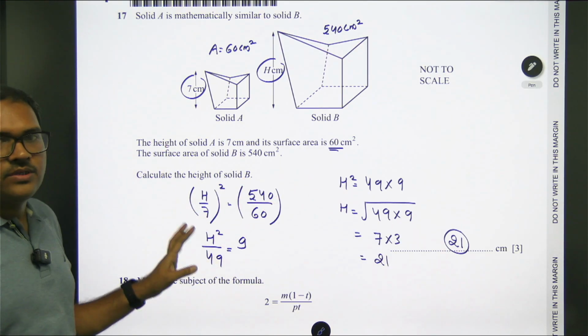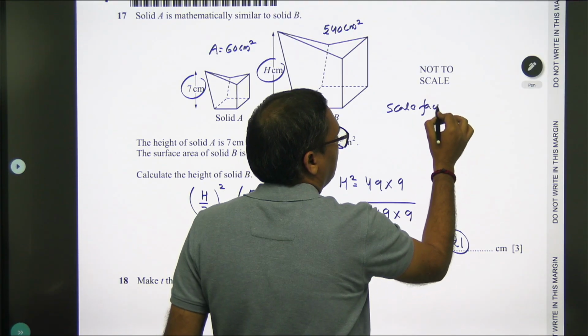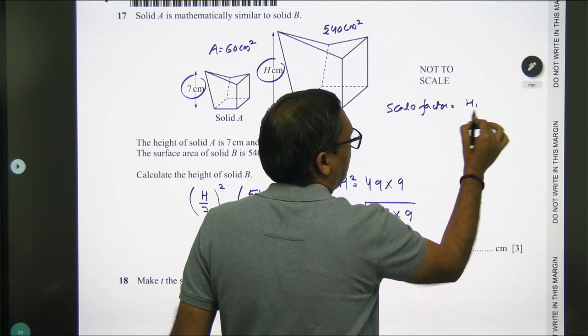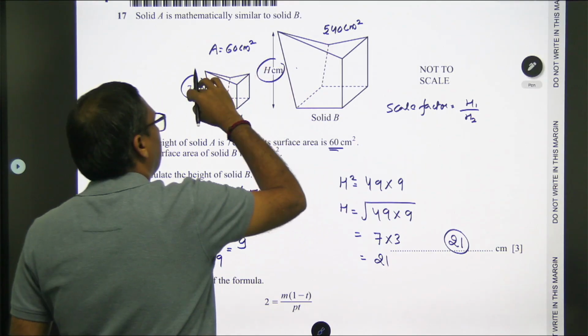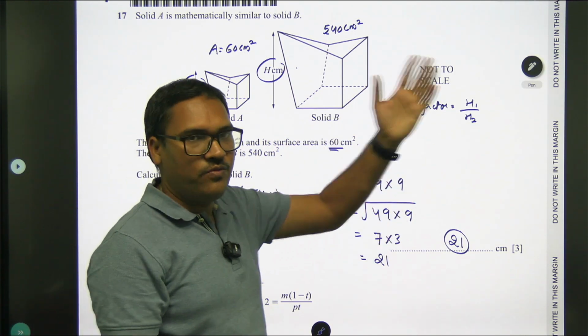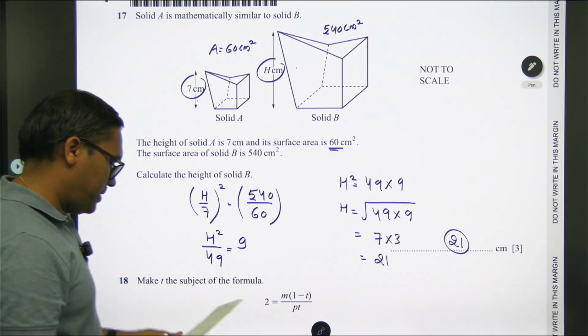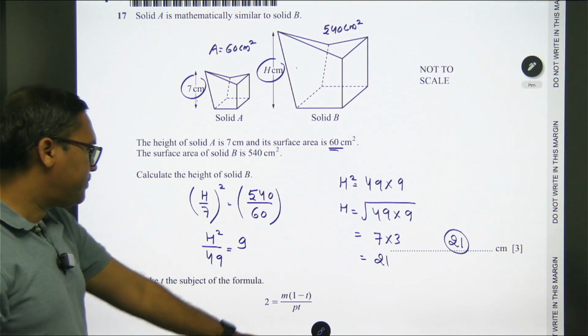When you are writing the scale factor, it is height 1 upon height 2. For example, this is height 1 and this is height 2. Now the area scale factor will become the square and the volume will be the cube of this. So that is how you can relate this. So this is 21, that is the correct answer.